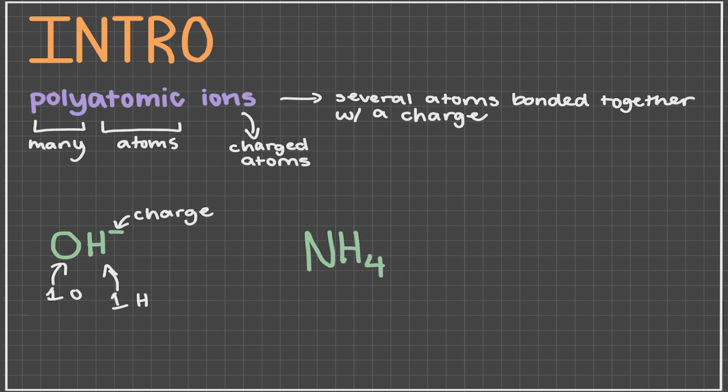Ammonium is another polyatomic ion, and we write this as NH4+. So here we have one nitrogen atom bonded to 4 hydrogen atoms. And this group of nitrogen and hydrogen has an overall charge of +1. And this is all polyatomic ions are, atoms bonded together with a charge.